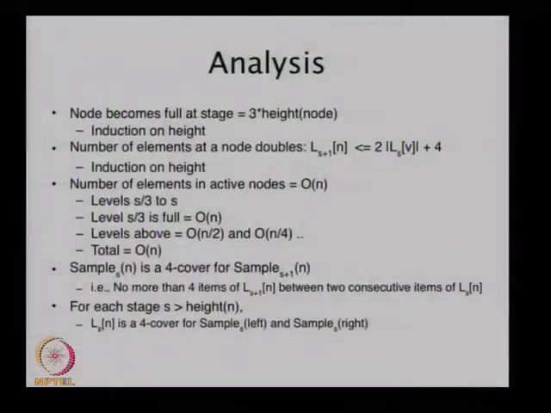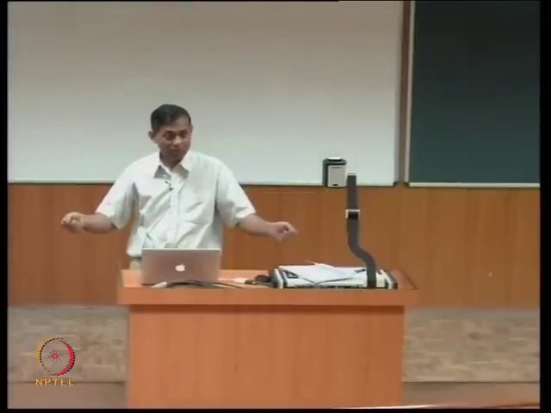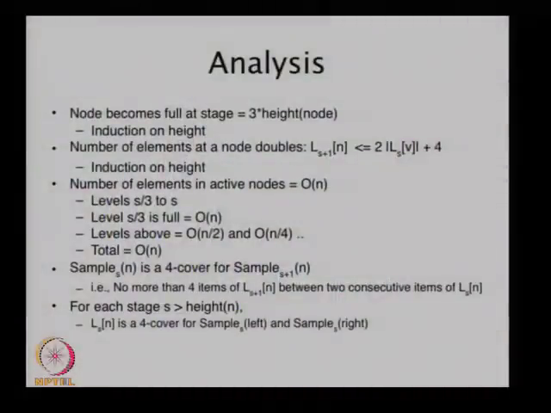Okay. And this needs a little bit more construction to prove it. Basically, you would say, for levels s by 3 to s, what is the number of nodes, right? And then you'll say, at s by 3, you're going to become full, because stage by 3 is what your height is. Right? Because at stage equal to thrice your height, you became inactive. So if your height is h, at s by 3, you became inactive. And so you see that, and what happens at level s by 3? And then levels above, what happens?